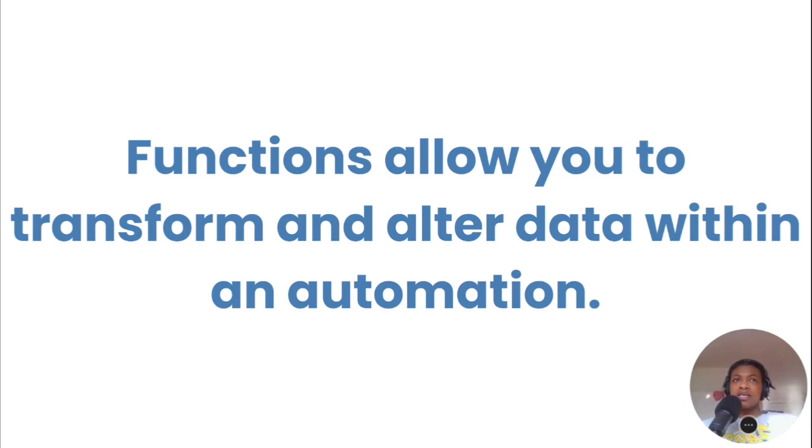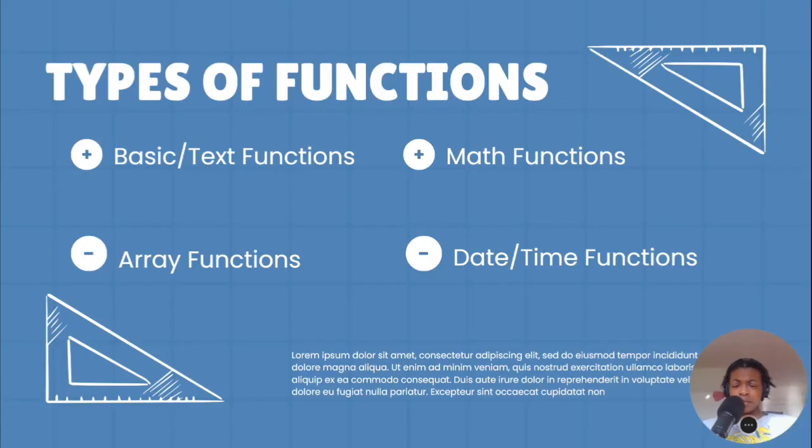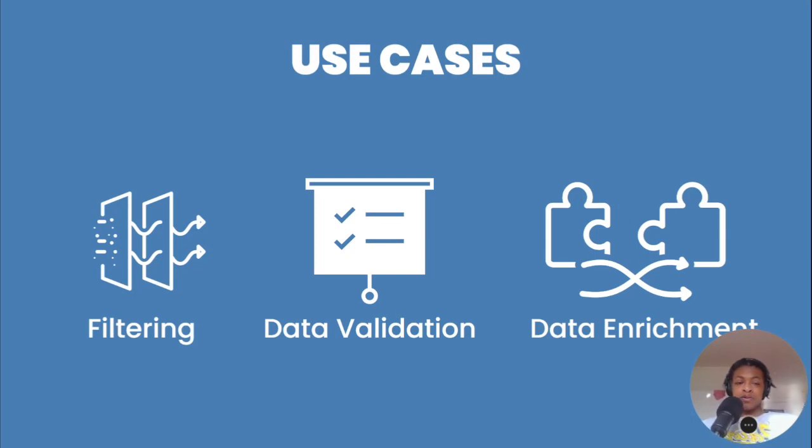It's less about carrying out an action with functions and more about controlling the way an action is carried out. There are 4 main types: text, math, array, and date and time. Each of those will have its own video. In this video, I'll show you how to access all of them, but we will go into the specifics for each of these. Here are 3 use cases.